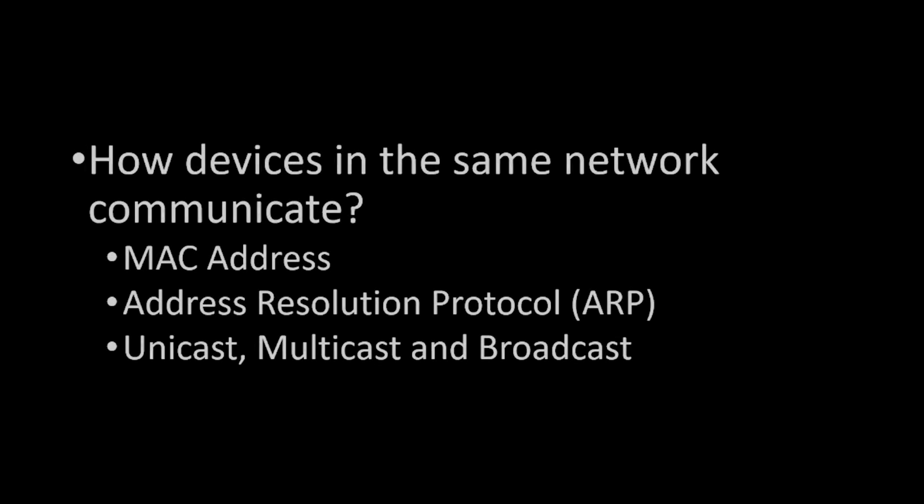So after understanding IP address, subnet mask, and gateway, we will discuss in the next video how devices in the same network communicate in detail. We will discuss the concept of MAC address, we will discuss Address Resolution Protocol or ARP, and we will discuss unicast, multicast, and broadcast. All this will be discussed in the next part, which is part 5.